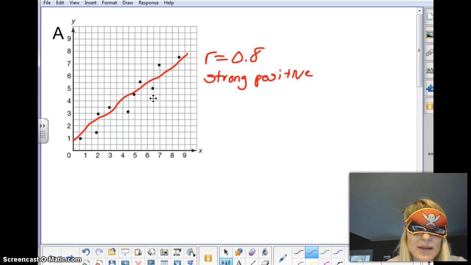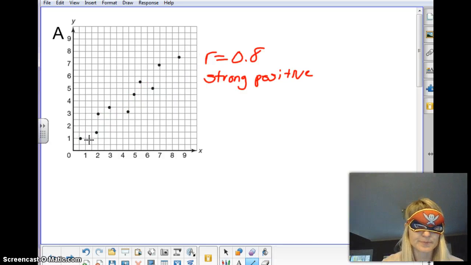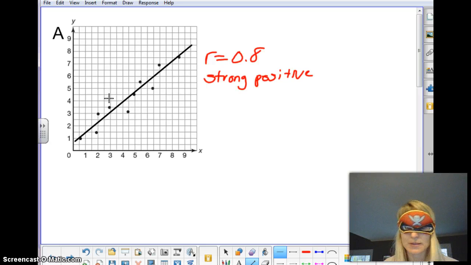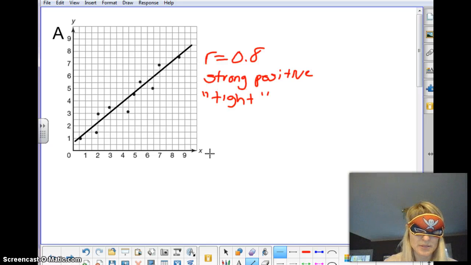And the reason I know that is if I were to draw a line through the middle, we'll see if we can do a better job here. They're fairly tight. We're really just looking for the tightness of the points to a line of best fit that we would draw. Okay, so I would say this is a strong positive.